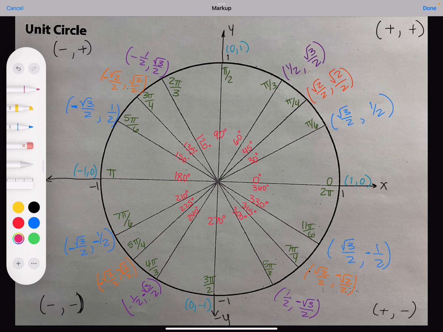So we said that at pi over 6, my tangent value is root 3 over 3. At 45 degrees, it is 1. And at 60, it is root 3.